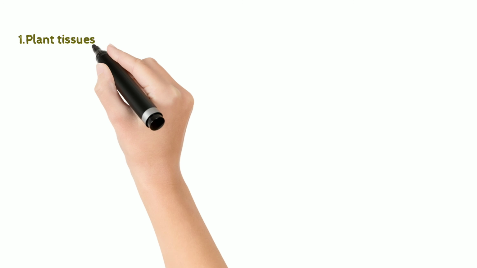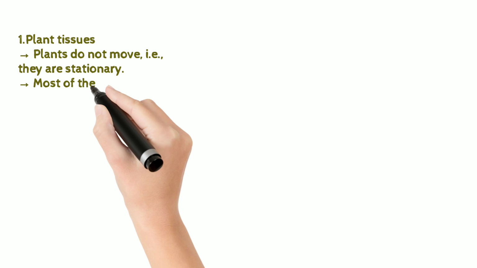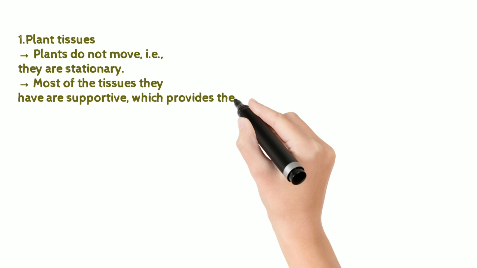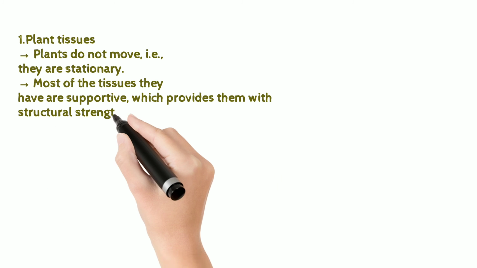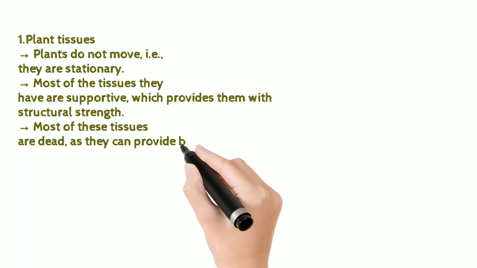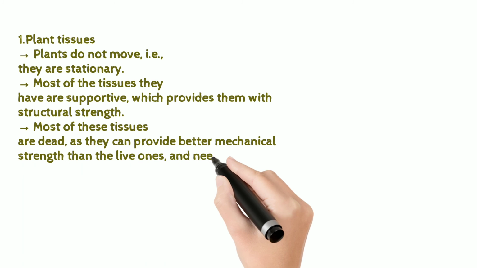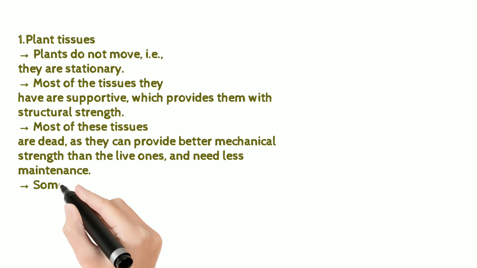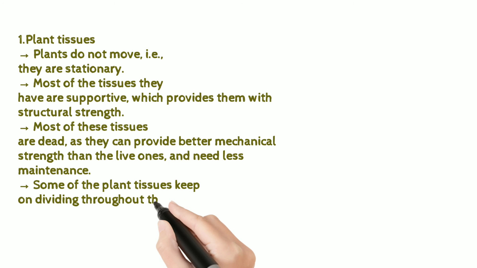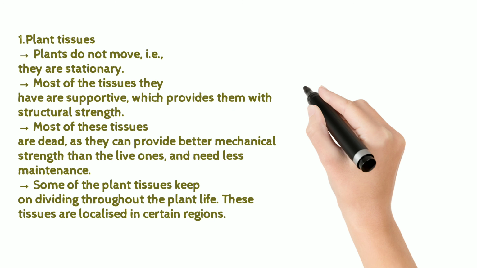1. Plant tissues. Plants do not move, i.e., they are stationary. Most of the tissues they have are supportive, which provides them with structural strength. Most of these tissues are dead, as they can provide better mechanical strength than the live ones, and need less maintenance. Some of the plant tissues keep on dividing throughout the plant life. These tissues are localized in certain regions.